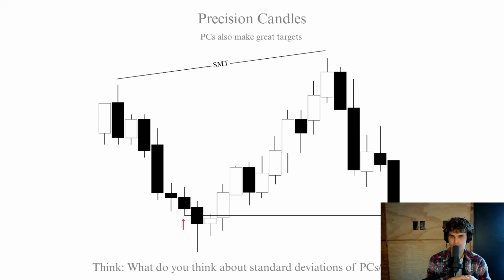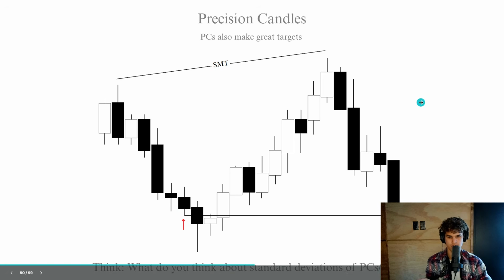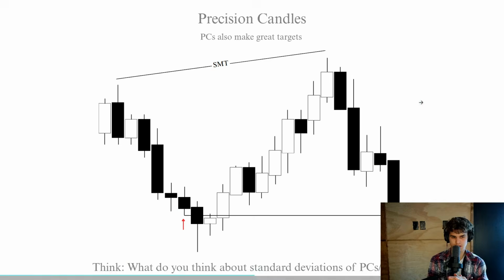Precision candles as targets. Same thing as PSPs. If you're going to use a precision candle, you'd use it to enter. What do you think about standard deviations of PSPs? Now, I tend to think that standard deviations of anything could be used in any way because I kind of codified that new week opening gap targeting system. Now, if you want to learn more about how I actually use that, I can come out with a PDF and maybe even a video about that. But for now, I'll just let that sit. But anyways, they do make great targets.